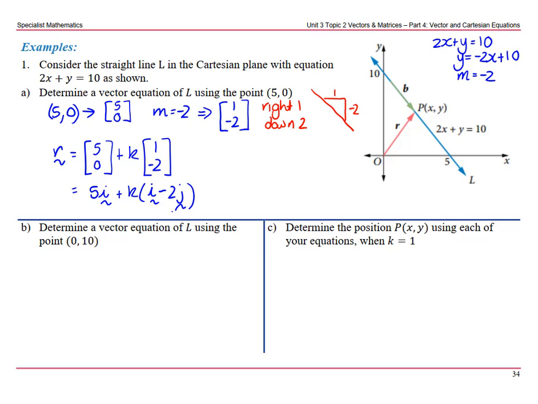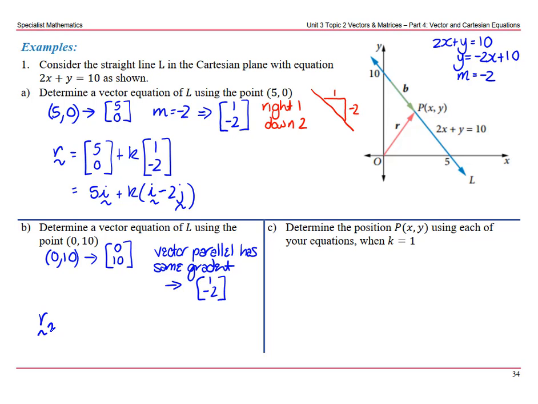Part B, determine a vector equation of line L using the point (0, 10). So (0, 10) as a vector, and a parallel vector has the same gradient. So that means we can use our (1, -2).